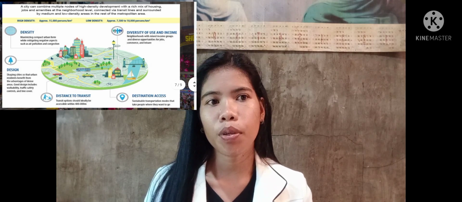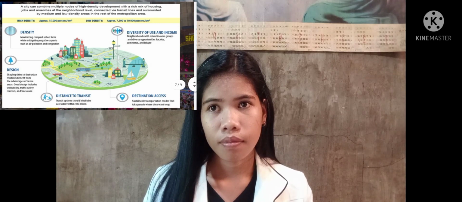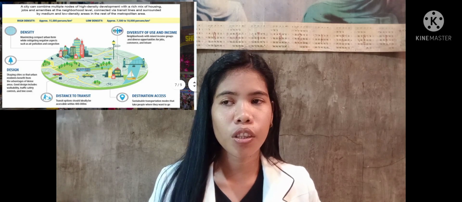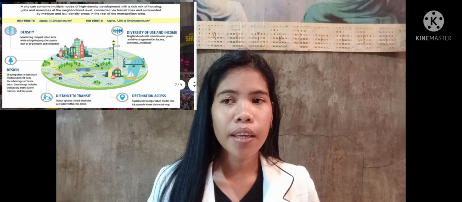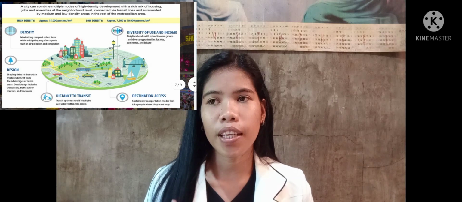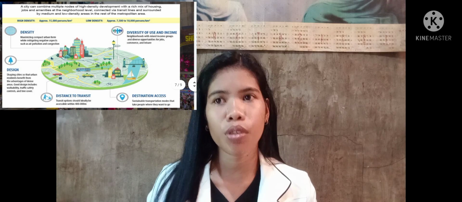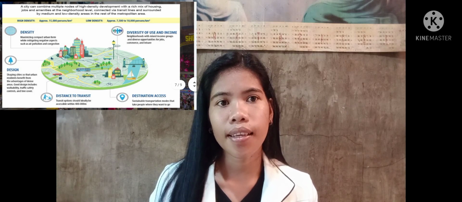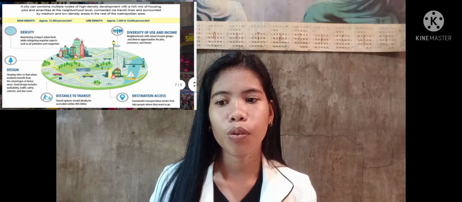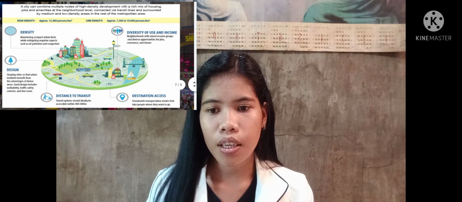Kapag sinasabing geography or urban, syempre na-expect na maraming tao ang nandoon, maraming population ang nandoon kasi cities makes livings easier. So, gusto ng mga tao, mas madali yung buhay nila, mas madali yung pang-araw-araw nila na pangailangan. So, they move to city. So, this is where density nagkakaroon ng role, ng play, yung density in urban city. Density of use and income.